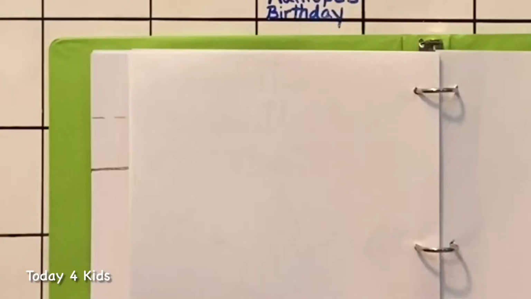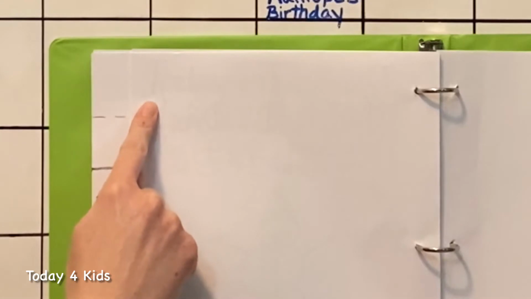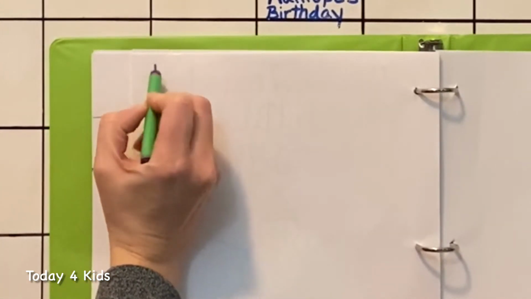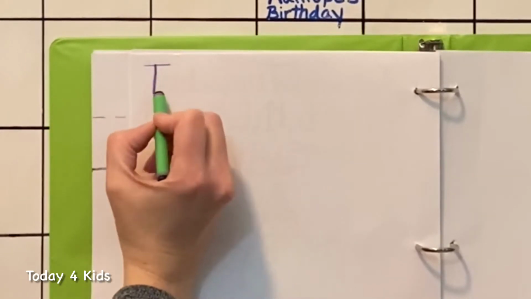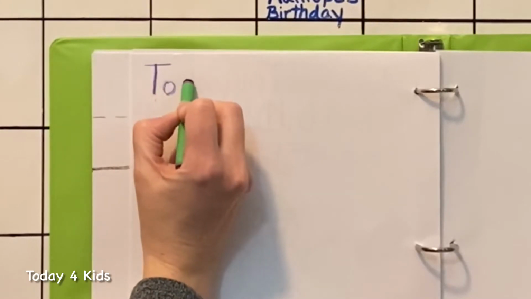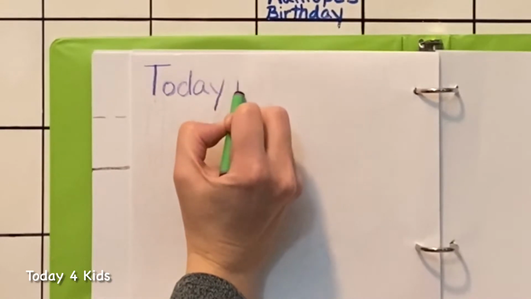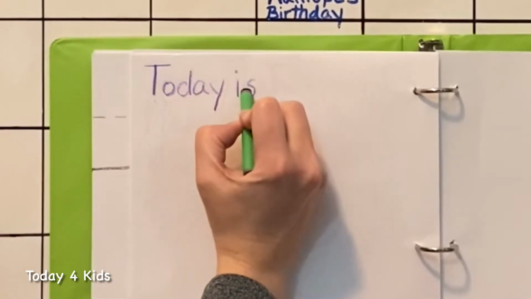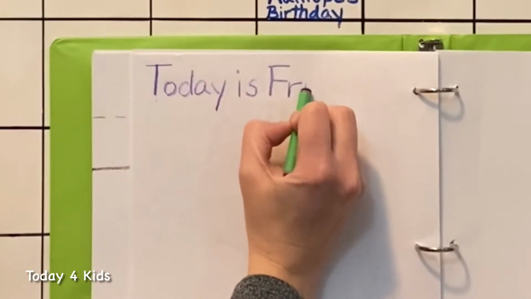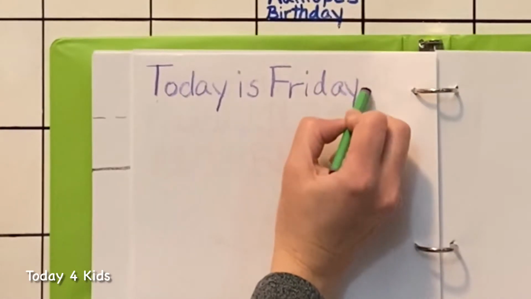Are you ready? We'll start by putting our sentence into the agenda, and it begins with 2 words. Today is. Today starts with a capital T because it is the first word in our sentence, and we always capitalize the first word in our sentence. So T-O-D-A-Y, and then is, I-S. And then we'll put in Friday, capital F because it's the name of our day, F-R-I-D-A-Y, and then a comma.